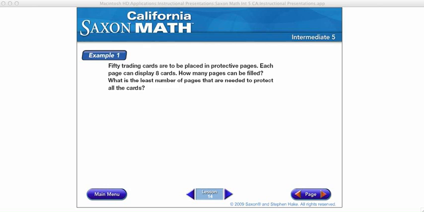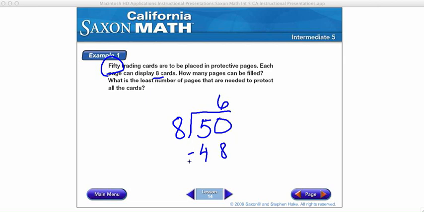So, I know that I have a total of 50 cards, and I know that I can put 8 cards into each page. So I'm going to divide my 50 cards divided by 8. 8 does not go into 5, but 8 goes into 50 6 times. 6 times 8 is 48. I subtract. There's nothing to bring down, so I have a remainder of 2. So the first question is, how many pages can be filled?